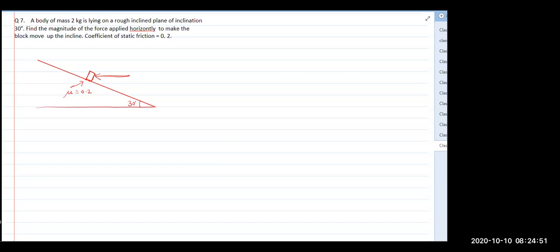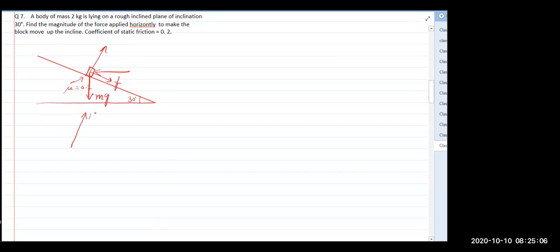So first we will write all the forces. First is mg downward, then normal. If we are trying to move it up the incline, friction will be like this. So the forces are like this: this is normal, this is external force, this is mg, and then there is friction like this. We consider this along the x direction and this along the y direction. So the components we will write along x and y.